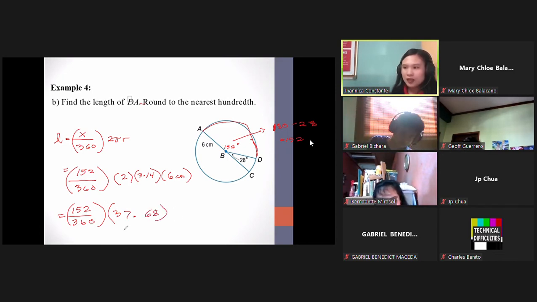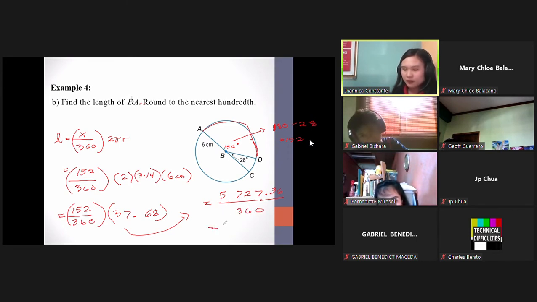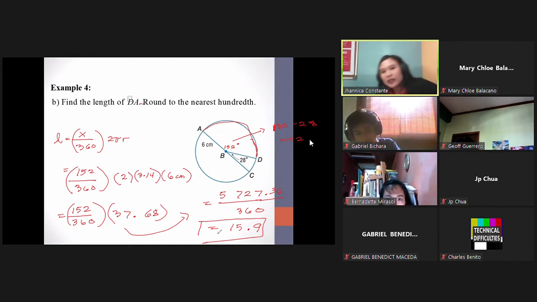So 37.68 times 152 is equal to 5,727.36 divided by 360. So the measurement or the arc length DA is equal to 15.9. So that is the measurement, or the length, of the arc DA that we have in our circle.